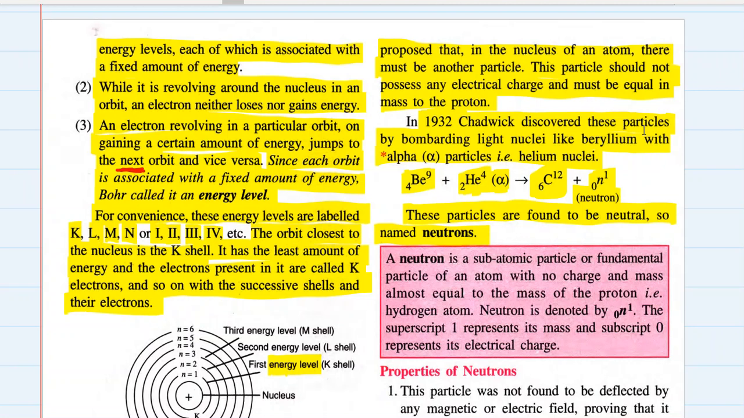Who was that? Watson? No, not Watson. Watts, James Watts. No. Who discovered the electric bulb? Yeah, whoever it might be.